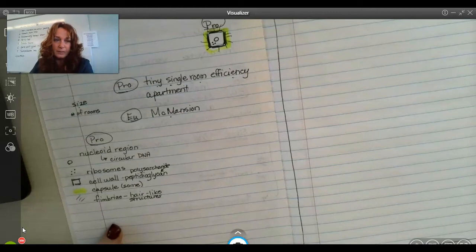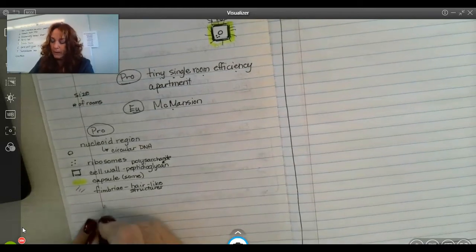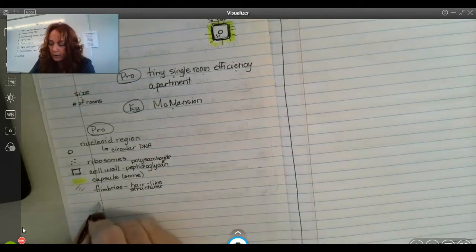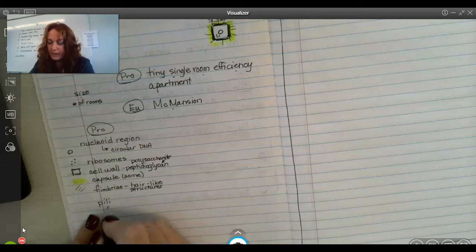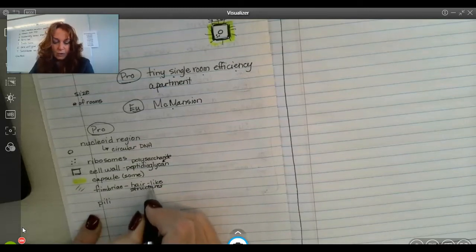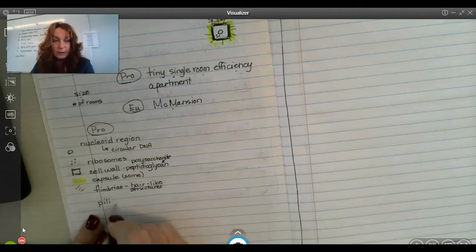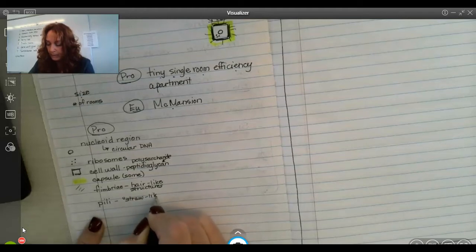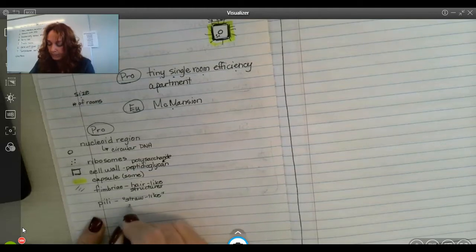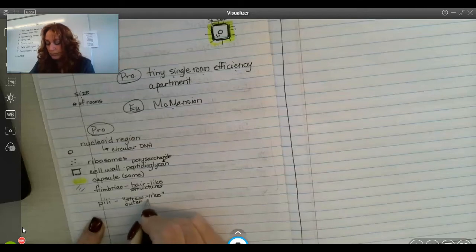Definitely people call them cilia, just so you know. Then they have something called pili. This is much less hair-like. This actually is almost like a straw. So we'll put that it's a straw-like outer feature. I don't know what to call it.